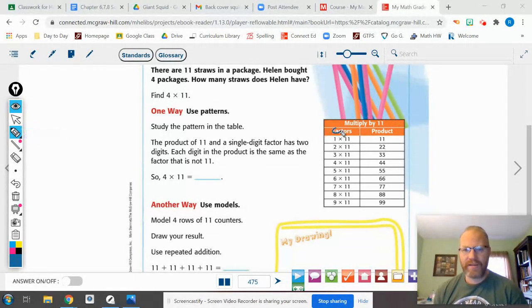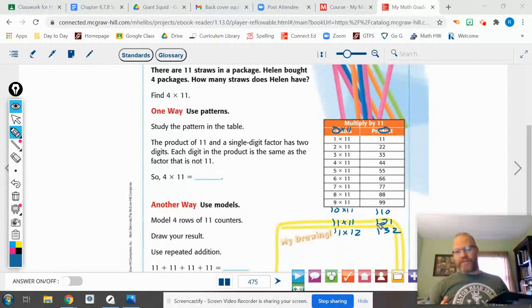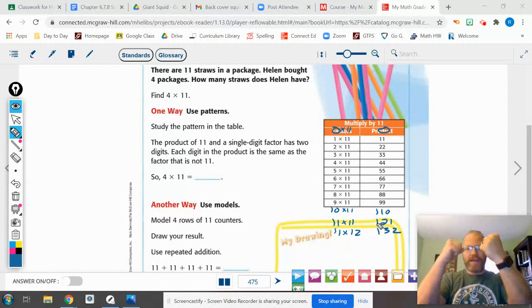Now they did not include a 0 times 11, which is 0, a 10 times 11, which is 110, 11 times 11, which is 121, and 11 times 12, which is 132. So we just added those to it so that we have a full list of our 11s, and we're going to try counting by our 11s now. So get your hands ready, and let's get started.